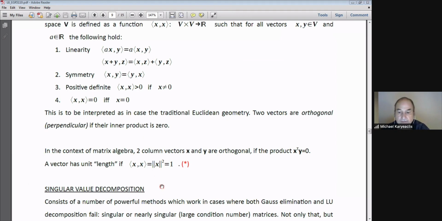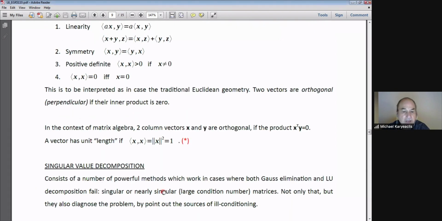Okay, so what is this method? It's a method for solving problems of all kinds where both Gauss elimination and LU decomposition fail, singular or very nearly singular. And the question is, of course, one has to think of it in the broader context. What does it mean to have a solution for a singular system? We need to interpret that and to see.